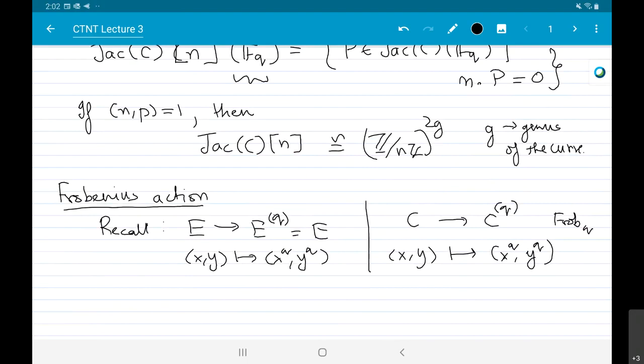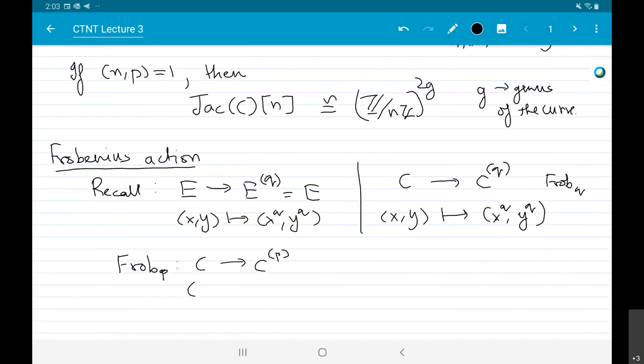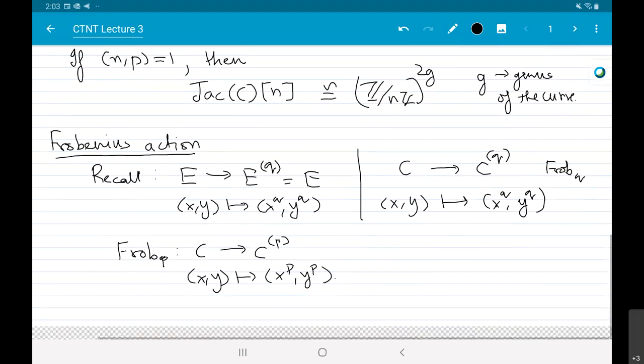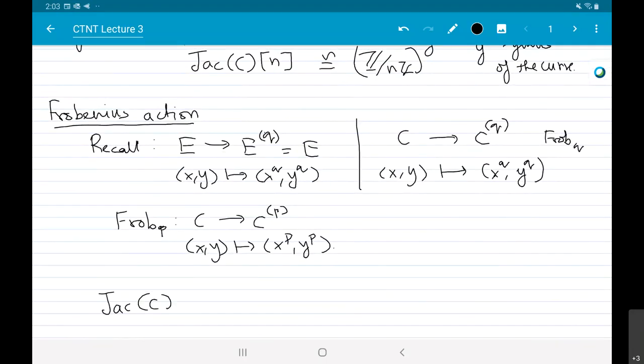Of course, you can also define Frob_P. This is assuming C is a plane curve. In general, if it's not defined by a plane equation, maybe you need to add more variables, but basically take each of your coordinates and raise it to the qth power. So Frob_P is going to denote the following map: (x,y) maps to (x^p, y^p). And just as in the elliptic curve case, you get an action of Frob_Q on the n-torsion points of the Jacobian, because as we said, you can have the Frobenius act on the divisors by acting on each of the points. So on each divisor you get the action of Frob_Q, and on the n-torsion of the Jacobian you also get an action.